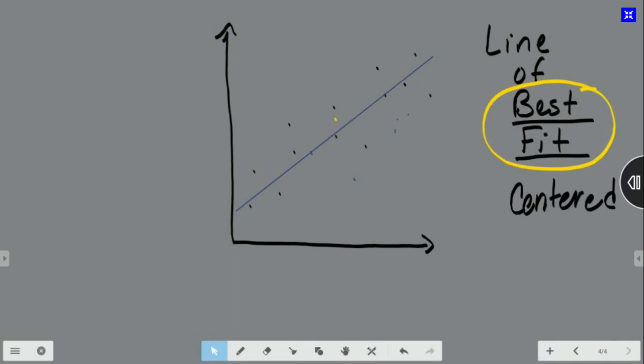We've got to use height and weight. I don't have to say inches.